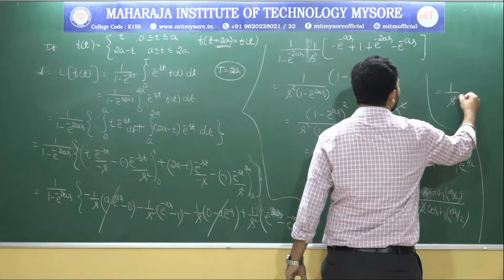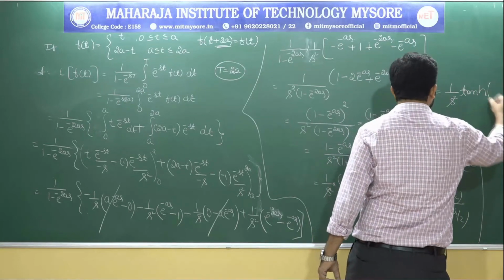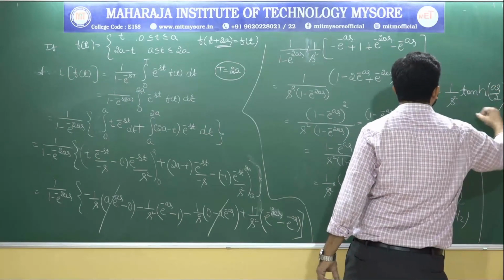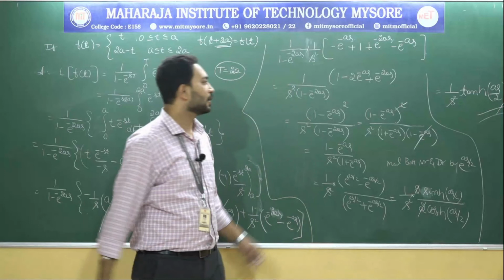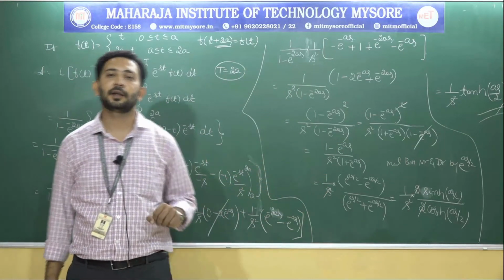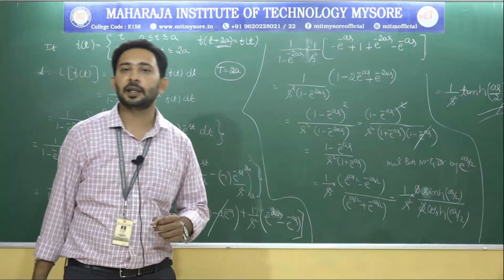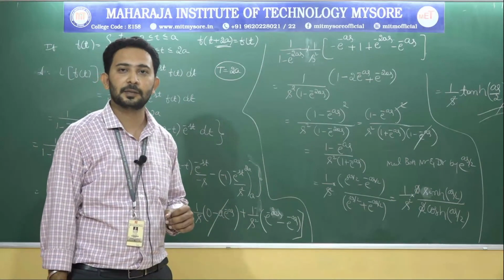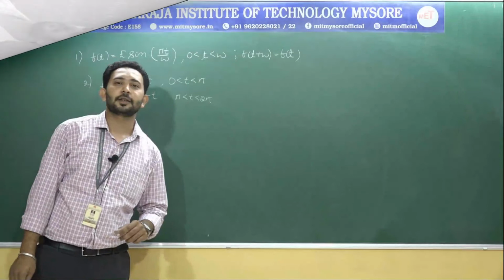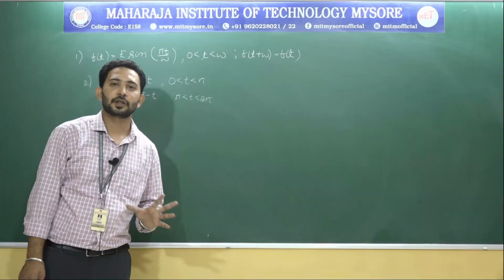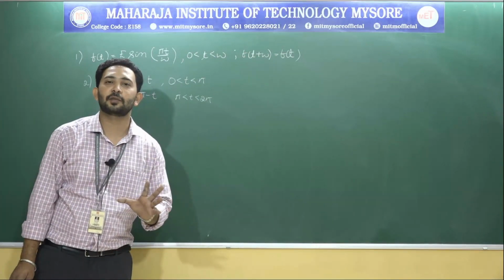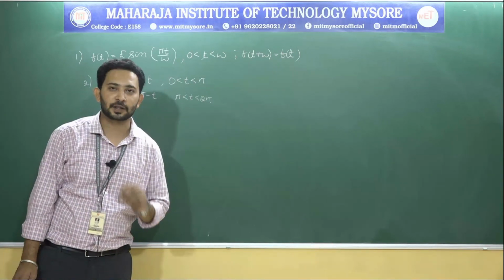So we got the result now. It is 1 by s square into tan hyperbolic as by 2. So this is the required result for the problem f of t equals t and 2a minus t. Okay, so far we have done so many problems on Laplace transformation of periodic functions.